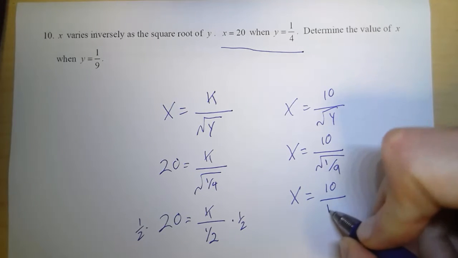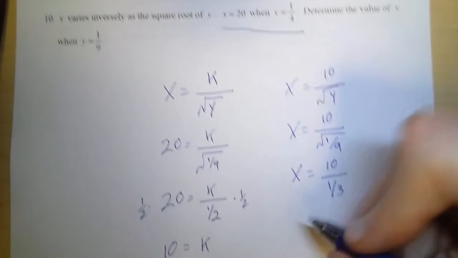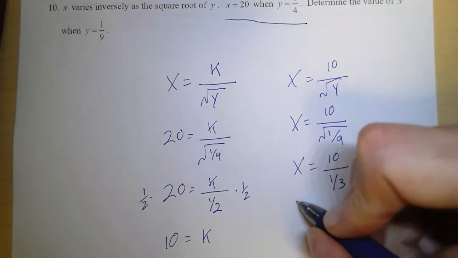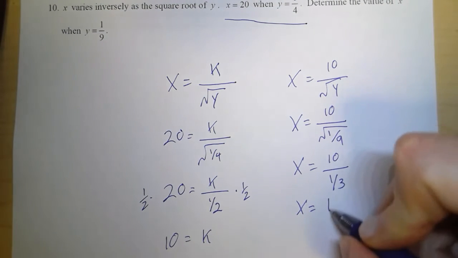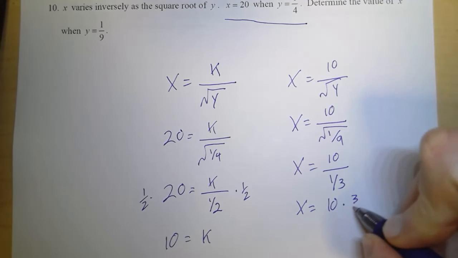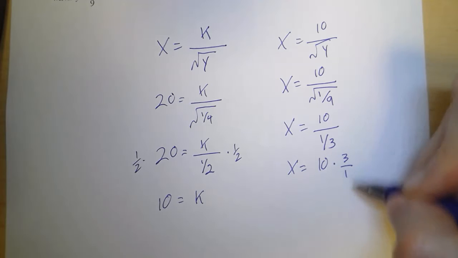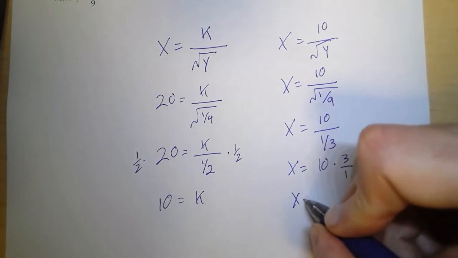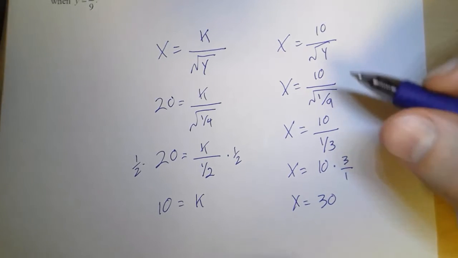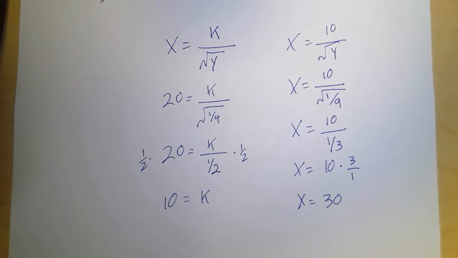So we have 10 divided by 1/3. And in reality, we don't divide fractions. What we really do is multiply by the reciprocal. So when you multiply by the reciprocal of 1/3, that's 3 over 1. So we get an answer, an x value of 30. And we're done.